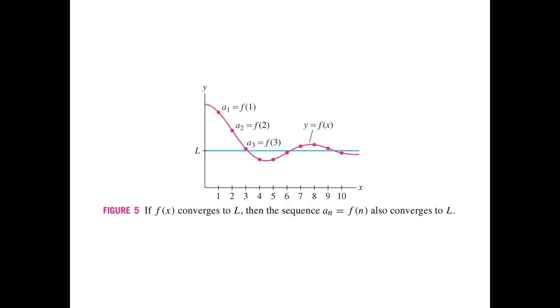Remember we said we just choose 1, 2, 3, 4 being our first digit, the first coordinate in the ordered pair, and then let the f sub n be the y value, then that also is going to converge. We saw that the cosine function doesn't converge, so therefore its sequence doesn't converge. But if a function does converge, then its sequence, where you just plug in the n's, would converge. So that's represented by the dots.